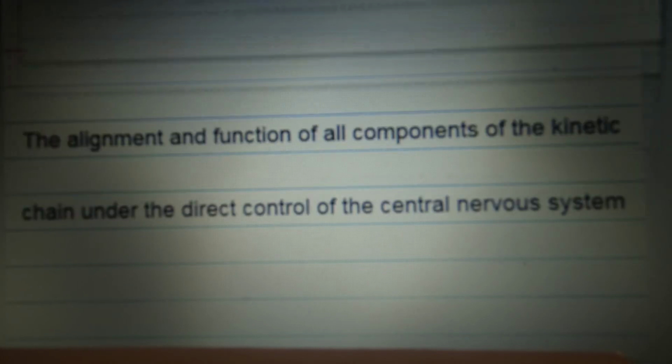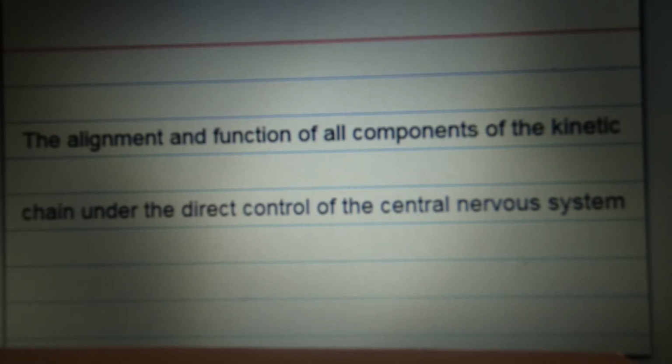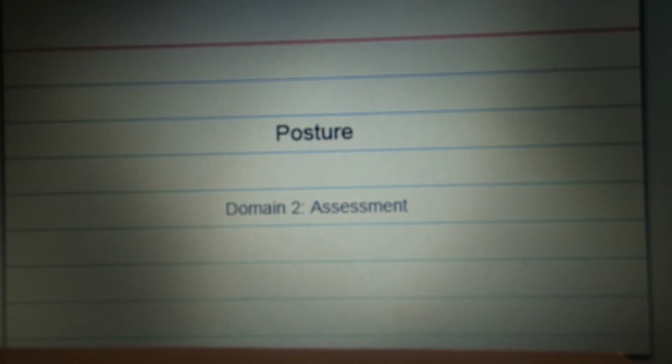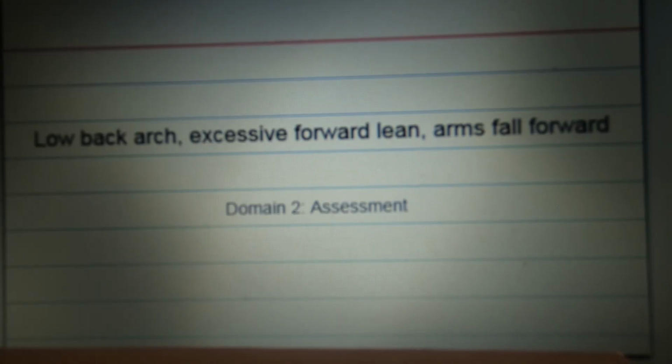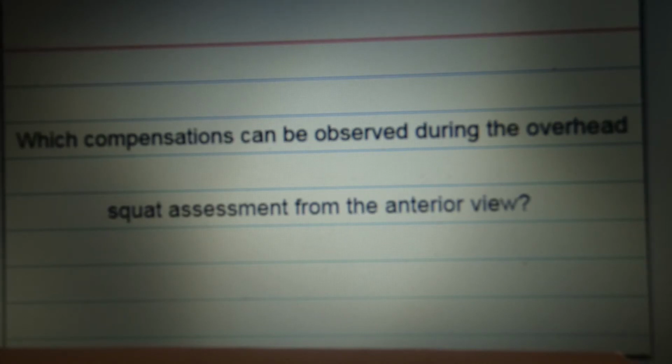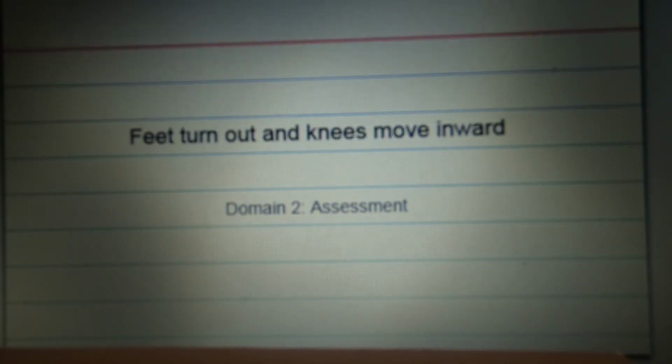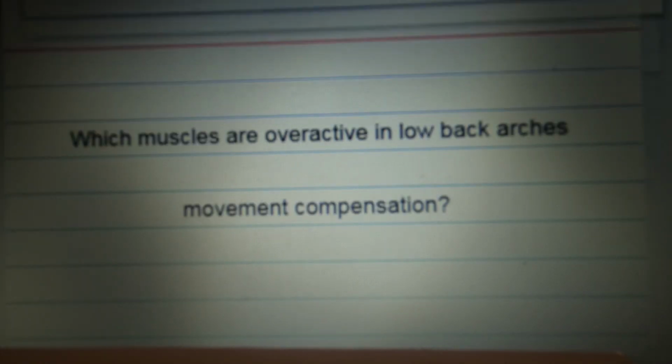Structural efficiency. The alignment and function of all components of a kinetic chain under the direct control of the central nervous system. Posture. Which compensations can be observed during the overhead squat assessment from a lateral view? Low back arch, excessive lean forward, arms fall forward. Which compensations can be observed during the overhead squat from the anterior view? Feet turn out, knees move inward.